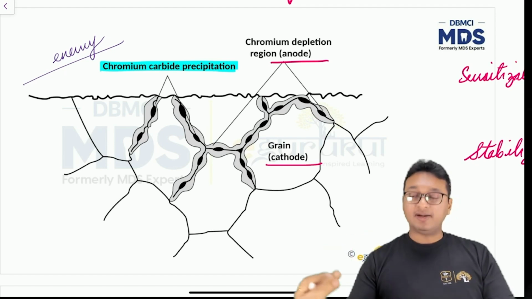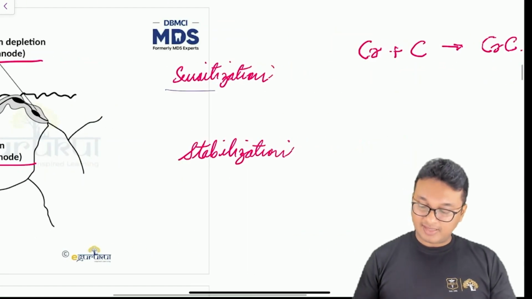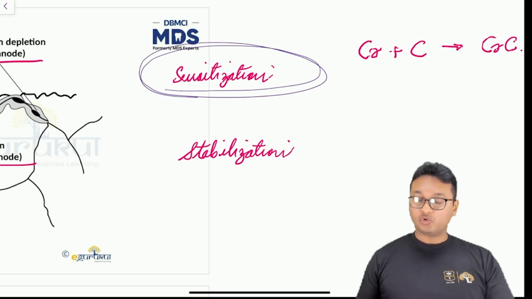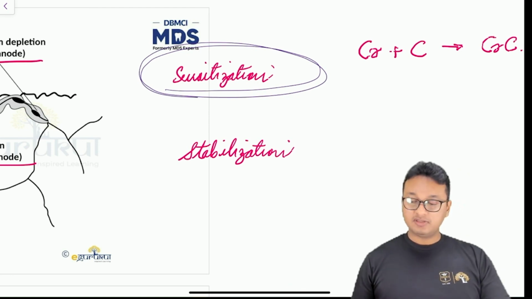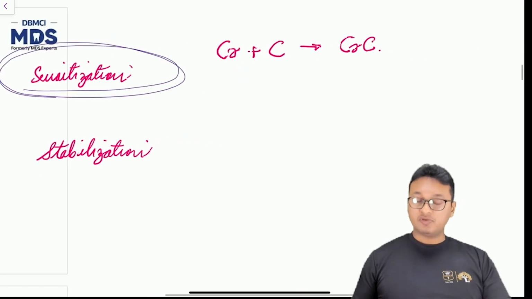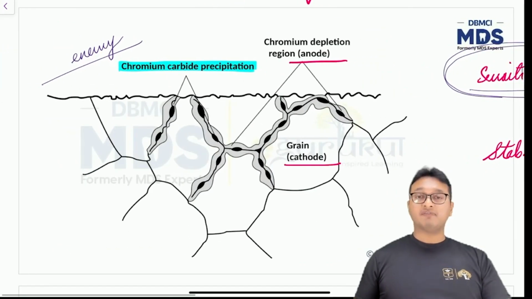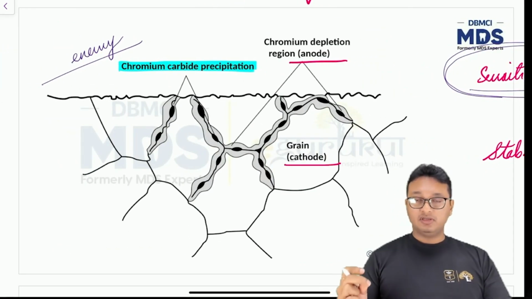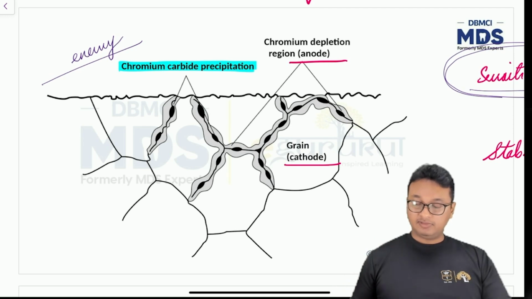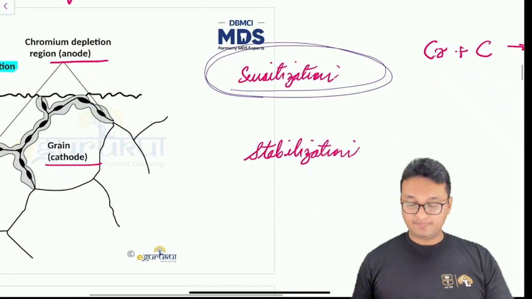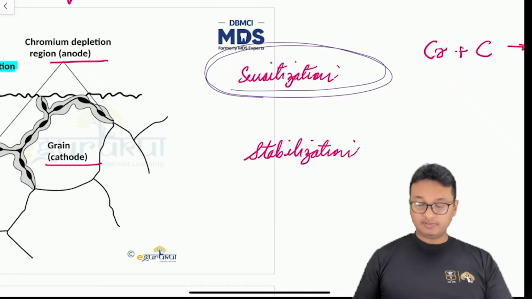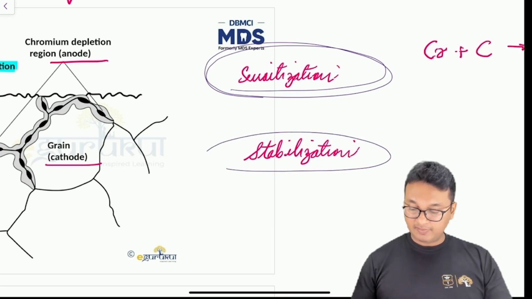Now, how to combat this? Chromium, once it comes in contact with carbon, leads to formation of chromium carbide at the grain boundaries, which is the enemy of the structural integrity of the bulk metal. So this process is known as sensitization. How to overcome this process? That is overcome by means of stabilization.